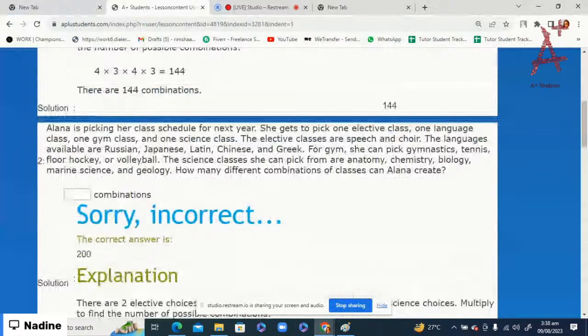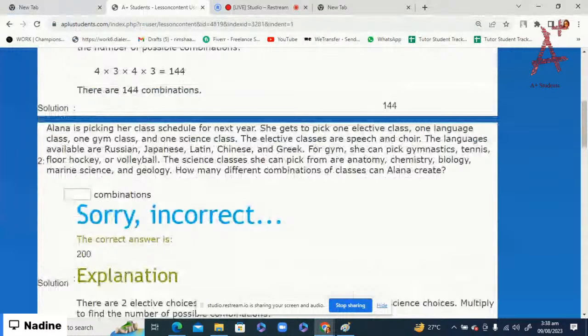Okay, let's do this one. Alana is picking her class schedule for next year. She gets to pick one elective class, one language, one gym, and one science. How many total classes? Two. Then the elective classes are speech and cure. For elective, there are also two classes.